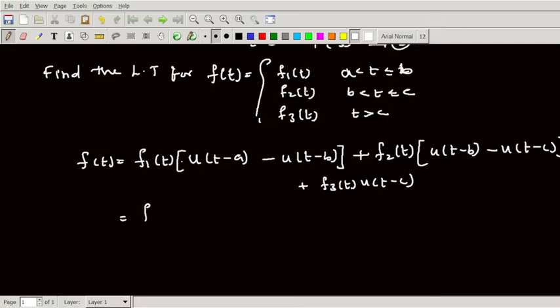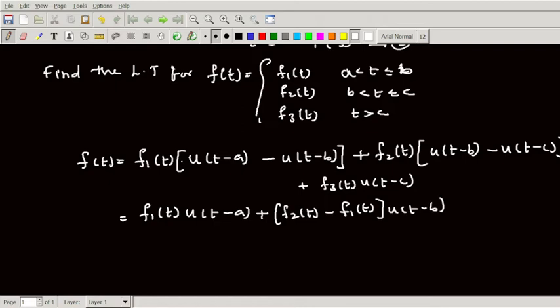If we simplify this one, we can write it as f1 of t into u of t minus a, and here u of t minus b is there, here u of t minus b is there, so I am taking u of t minus b outside, so that we can write it as f2 of t minus f1 of t into u of t minus b, plus the third one f3 of t minus f2 of t into u of t minus c.